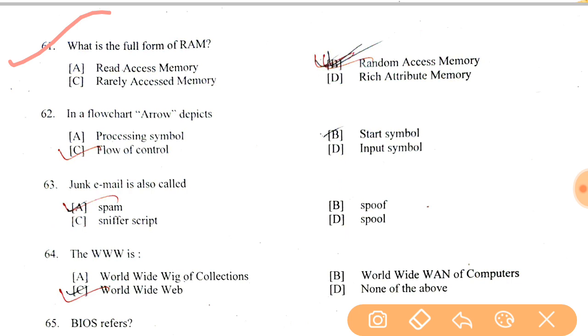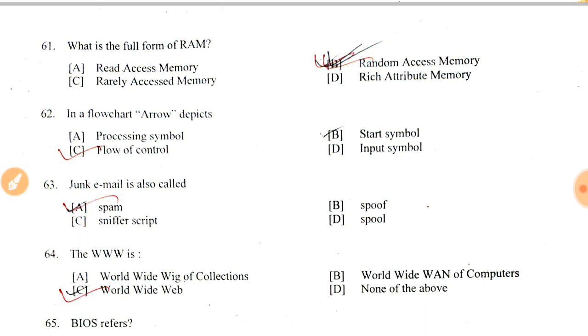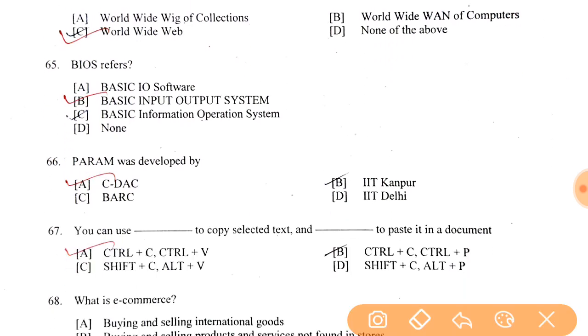Question number 61: RAM, the full form is random access memory. Question number 62: arrow depicts flow of control. Next, junk email is also called spam. Question number 64: WWW means World Wide Web. Question number 65: BIOS means basic input output system. The correct answer is C, DAC.